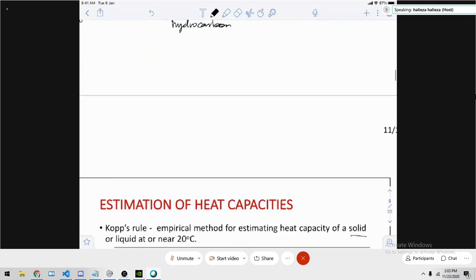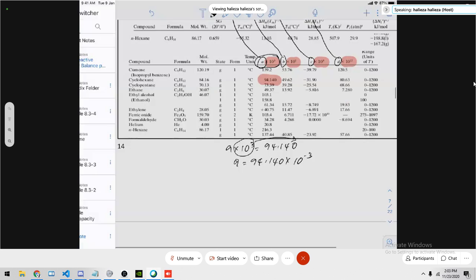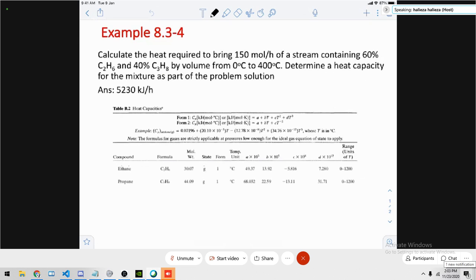Okay, let's look at an example where we can apply the equation. We're going to use this example, 834, let's read through it. You need to calculate the heat. You have 150 mole per hour of a stream. It contains 60% ethane and 40% propane. Both are gases. You're going to heat it from 0 to 400 degrees C. There's no change of phase at all. It's just heating and cooling.